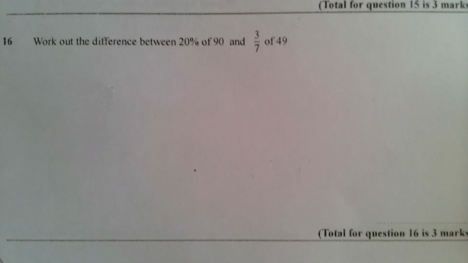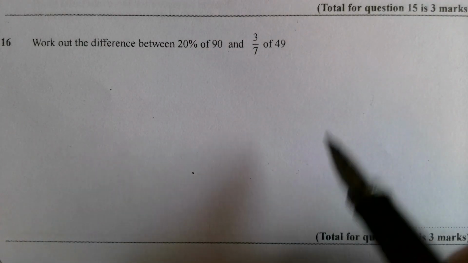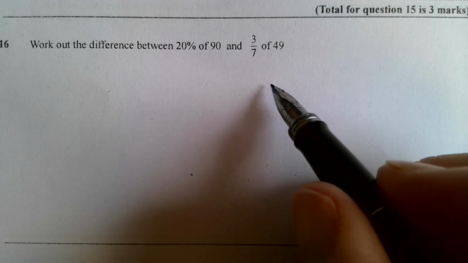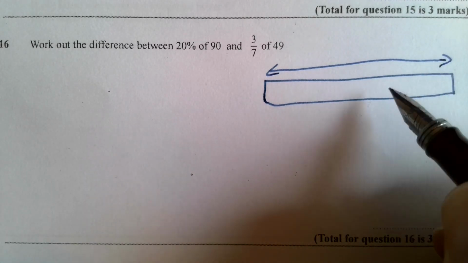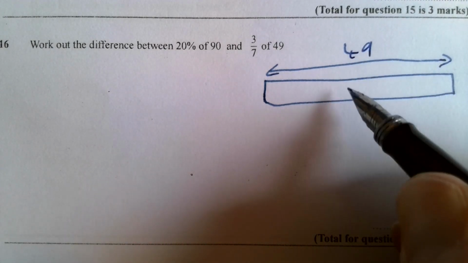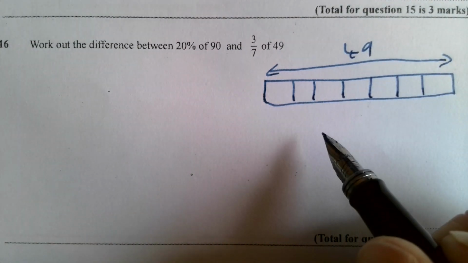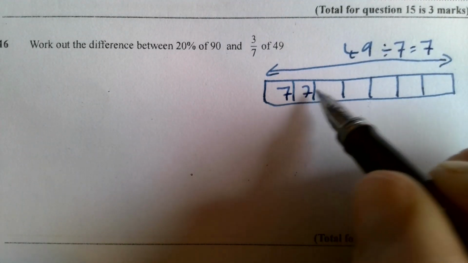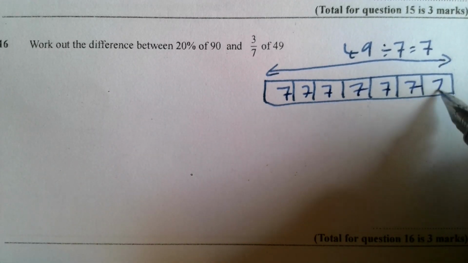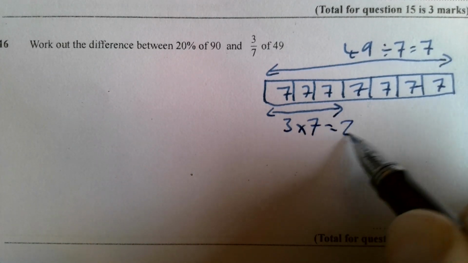Right, have a little look at question 16. So they want the difference between 20% of 90 and 3/7 of 49. Well, let's start off by doing 3/7 of 49, because that's similar to what we've been doing. So 49 is there, splitting it into 7. So there's 7 parts. 49 divided by 7 was 7, 7 7s of 49. And we want 3 of them. 3 7s are 21.